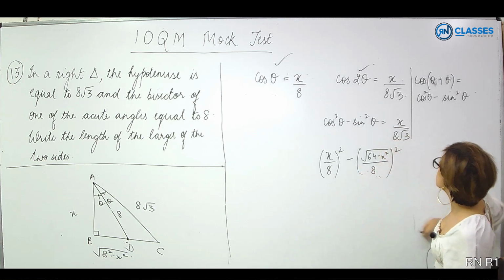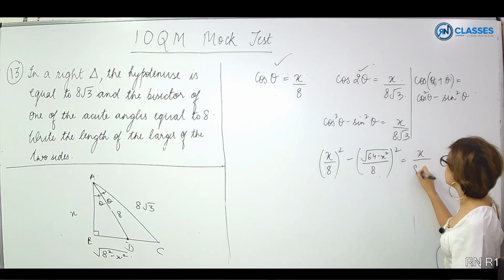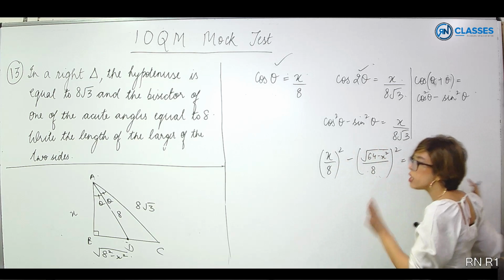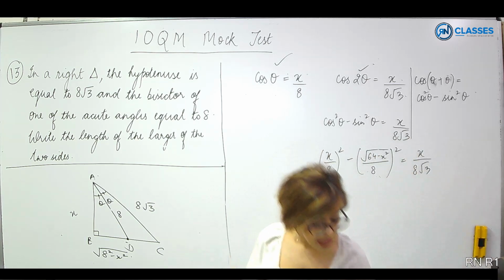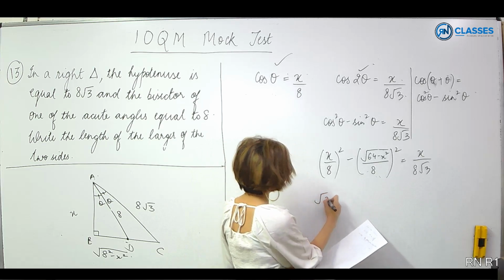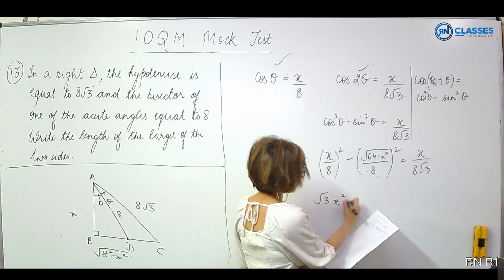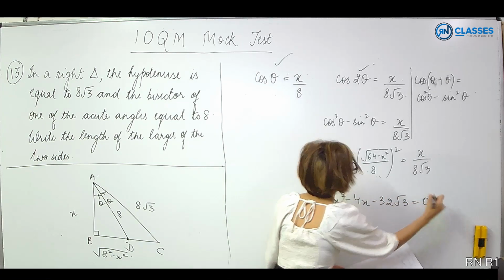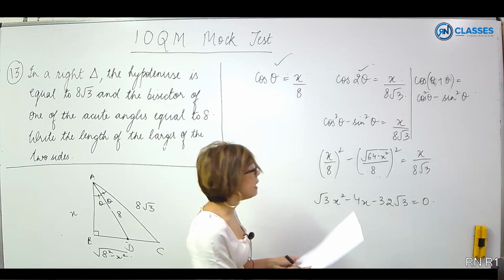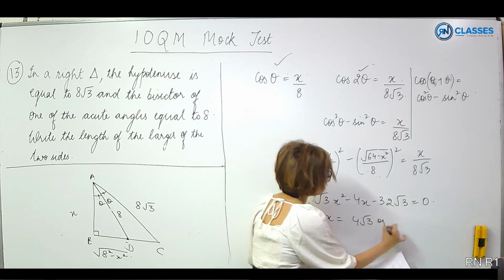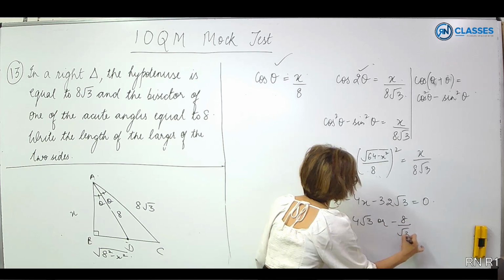Right? And this is equal to x by 8. Now as you can see, I have a quadratic equation in x. Right? So it is a very nice quadratic equation and it turns out to be root 3 x square minus 4x minus 32 root 3 equal to 0. Right? You can split the middle term easily. X turns out to be two values, 4 root 3 or minus 8 by root 3.